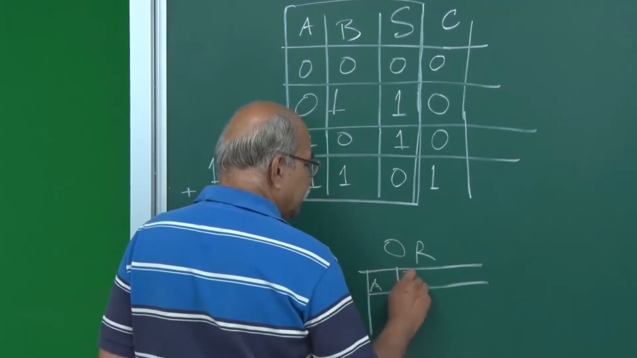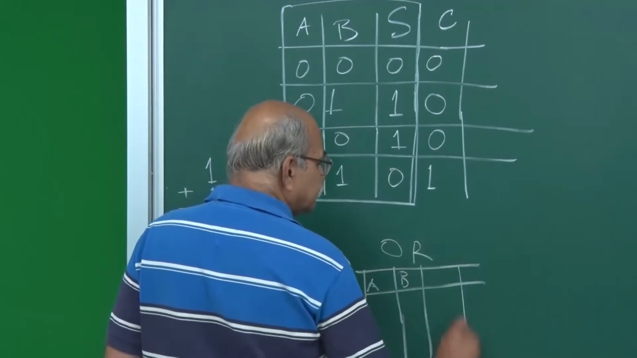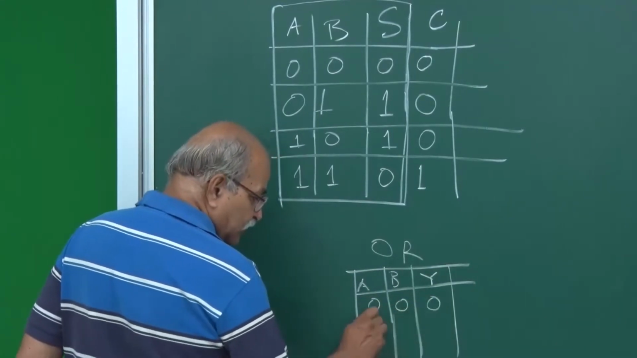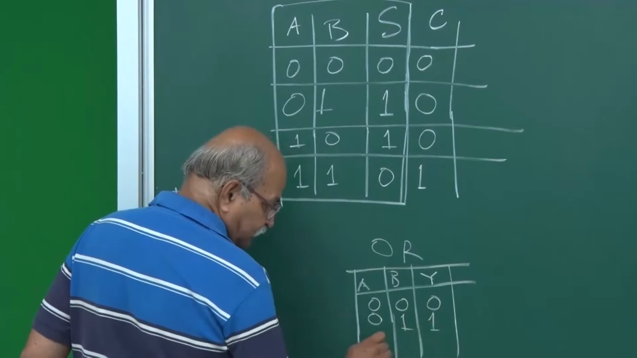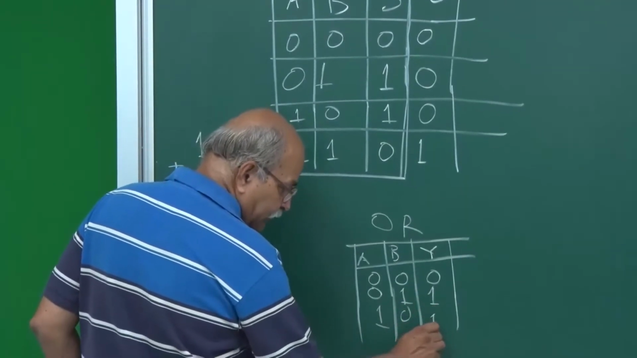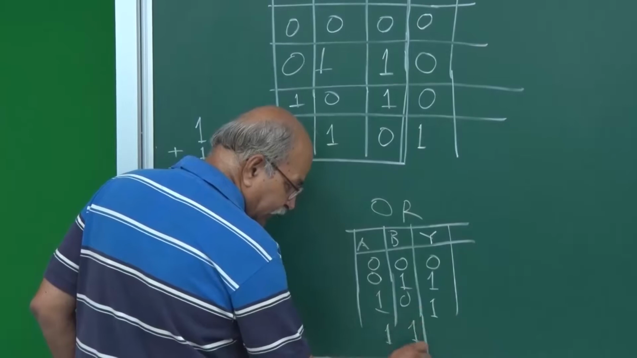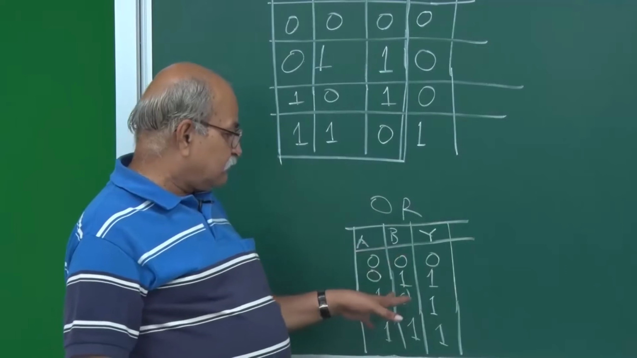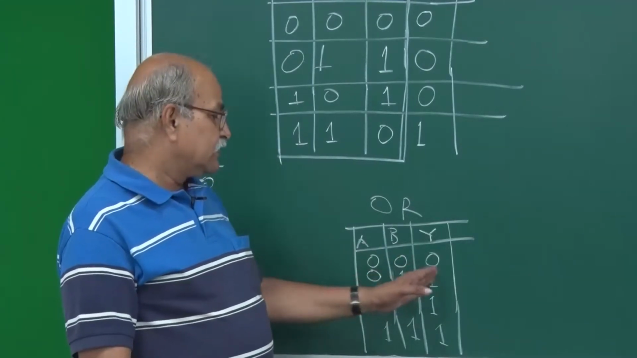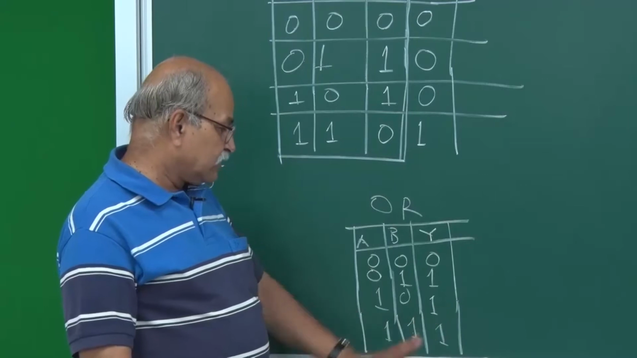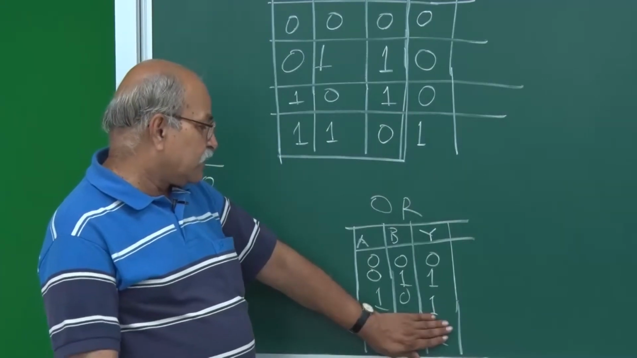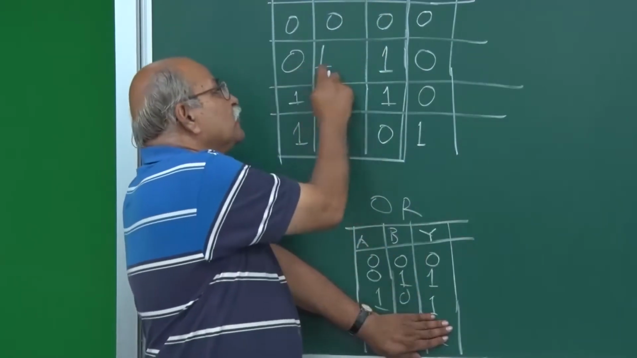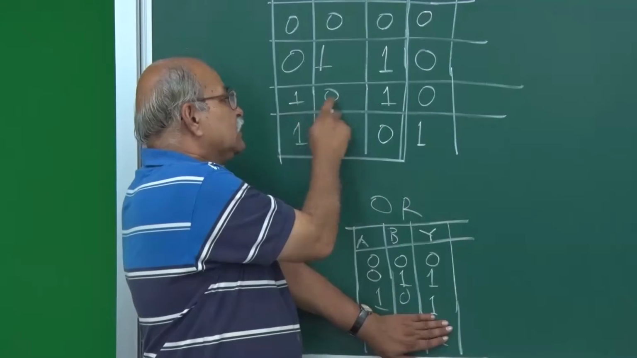A, B and then Y. So, OR we said that 0 0 is 0, 0 1 is 1, then 1 0 is 1 and 1 1 is also 1. That is our OR gate. At least one of them is 1, then this is 1. Both of them are 1, then also it is 1. So, up to here if you compare, 0 0 is 0, 0 1 is 1, 1 0 is 1.